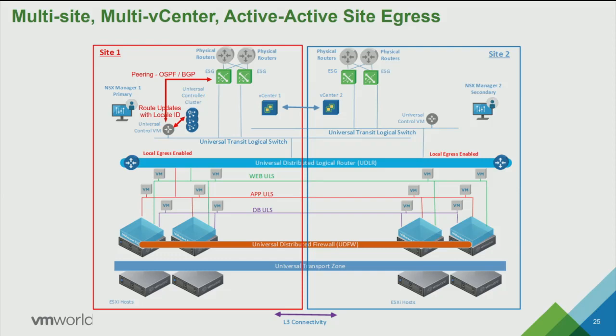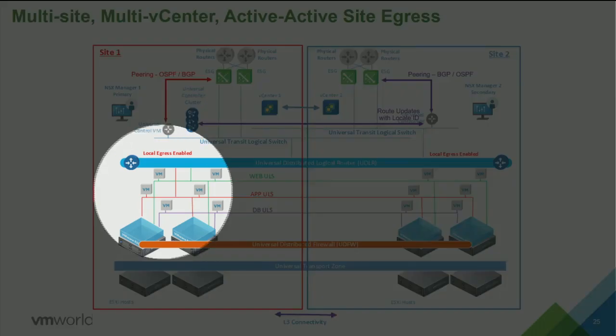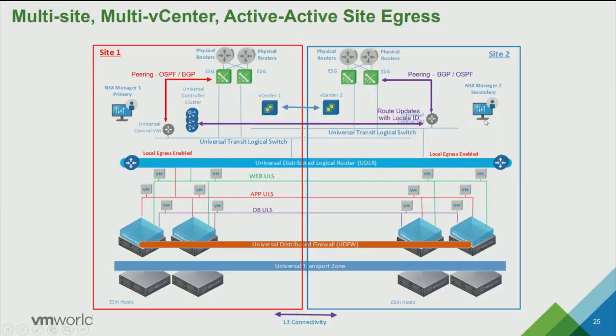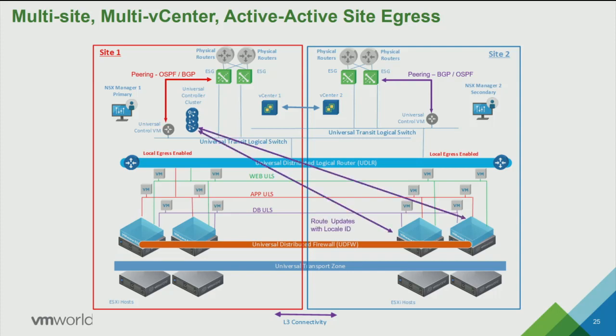So at site 2, I have the same thing going on. This universal control VM is peering with the ESGs. The best forwarding information is pushed to the control cluster with its local ID, that of its local NSX manager. And these hosts have that same local ID as well. So now the universal control cluster has routes for both of these sites, and it distributes these routes to the hosts that have a matching local ID for both site 1 and site 2. By doing this, we're able to do site-local egress, or north-south routing.